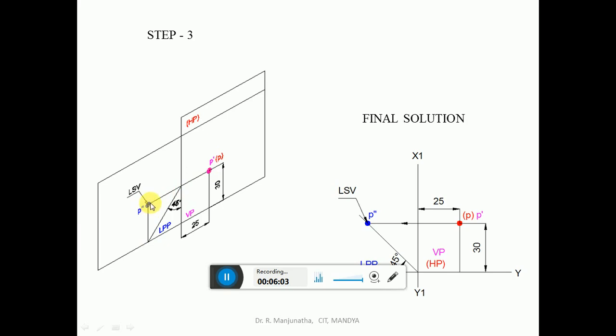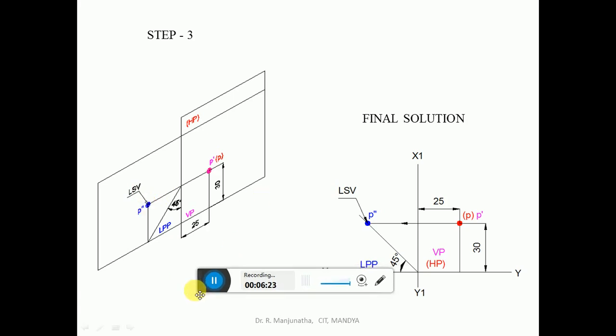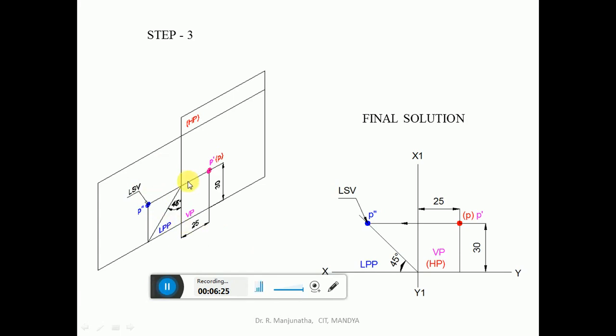So this point will be considered as P double dash, and name that point as the left side view, because left side view will satisfy the condition that it is behind LPP. So P double dash is going to be the left side view. So this is how, when the planes are rotated and the respective images will be on those planes, has been explained.